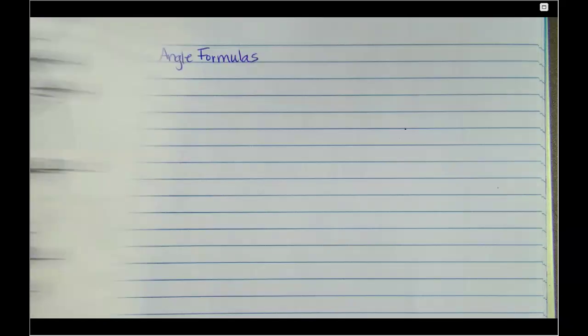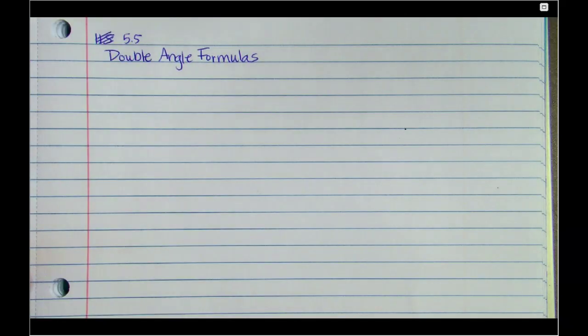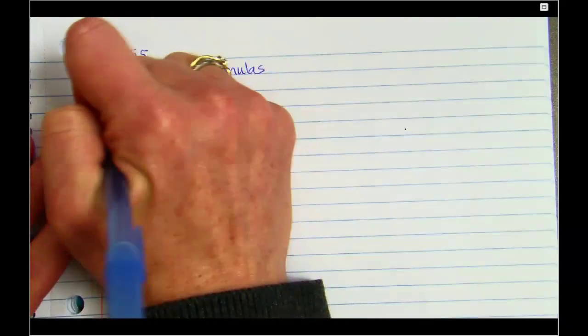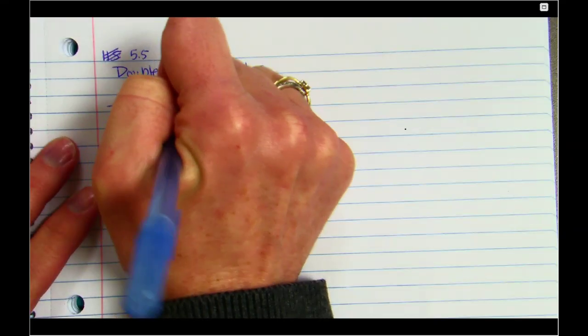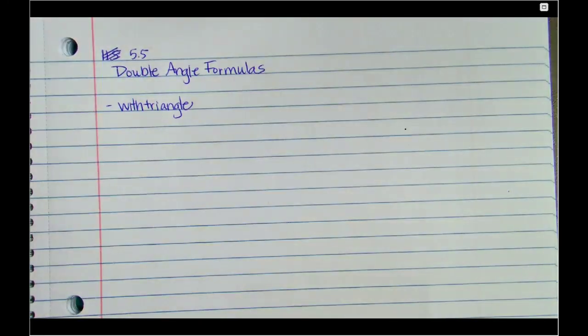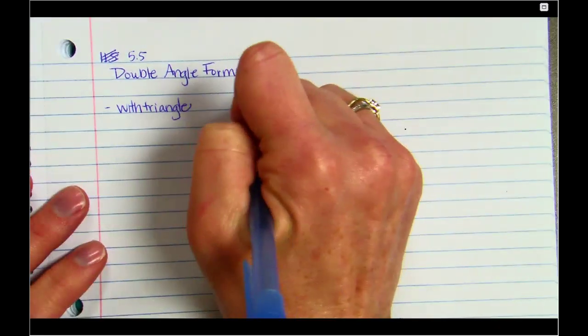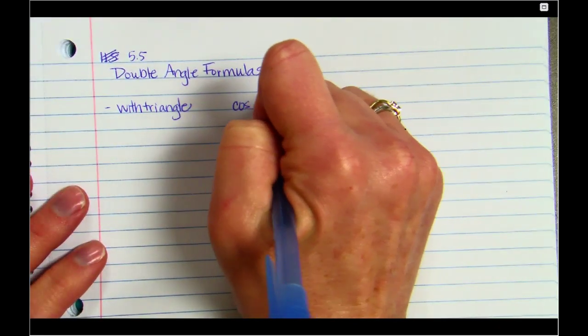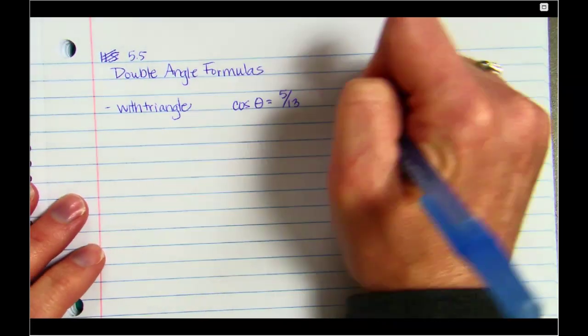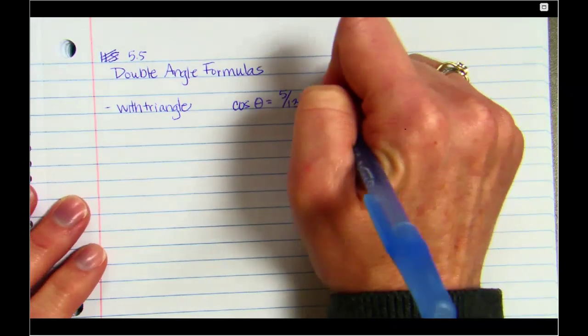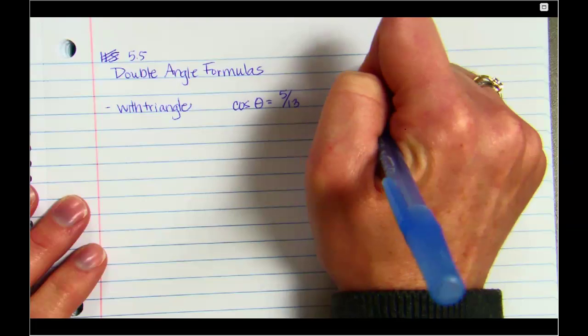What we do use double angle identities for is with triangles. This is actually fairly easy. I think you won't mind this, relatively speaking. Okay, so let's say that cosine of theta is 5/13, and theta is in between 3π/2 and 2π.